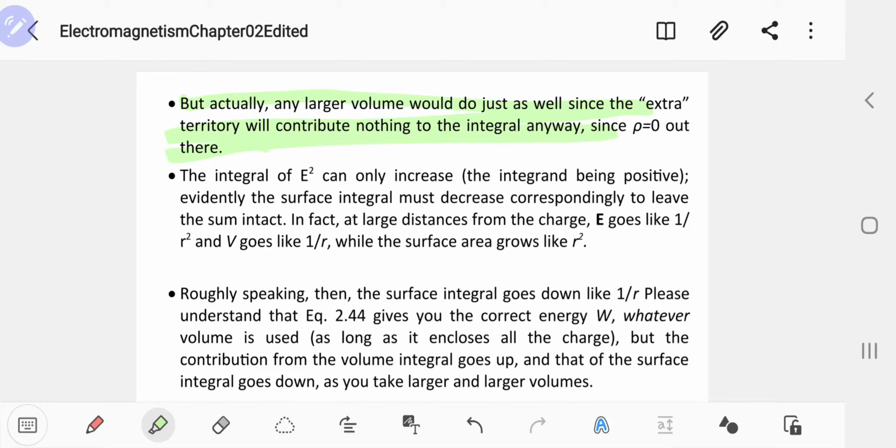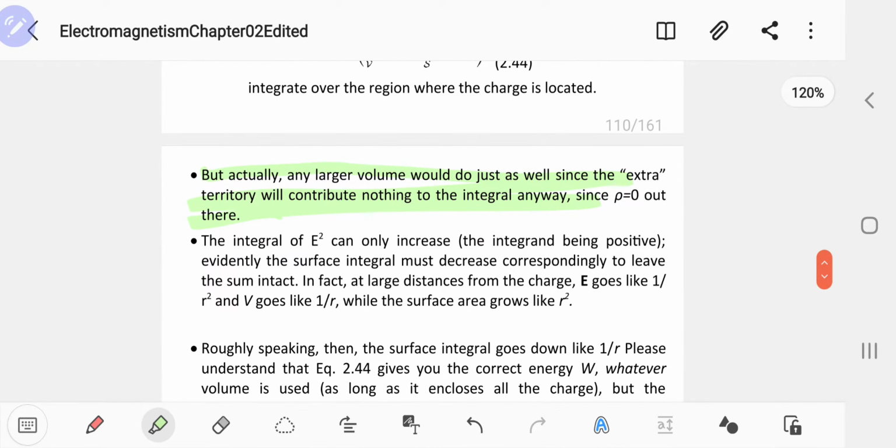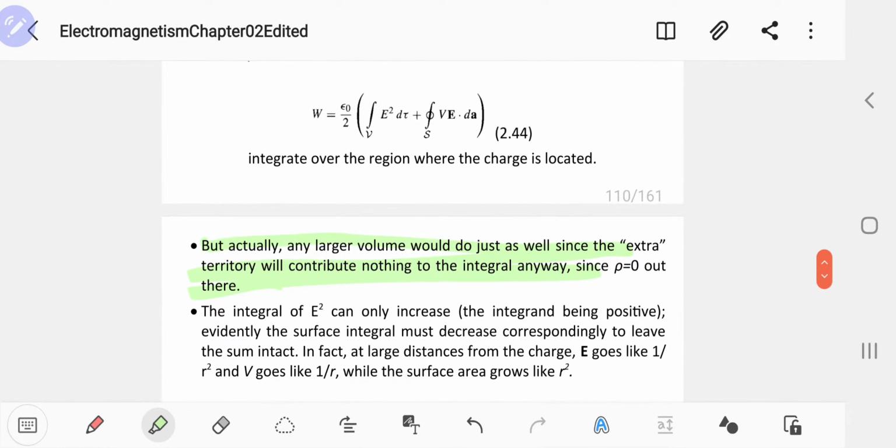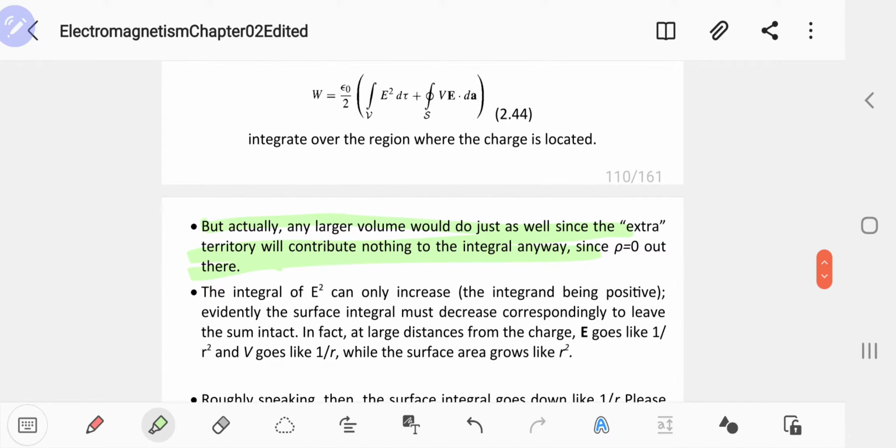So in this case, the integral of E squared will only increase. This will increase because if you integrate a bigger volume, the volume here is big, and so the integral of E squared d tau is bigger.